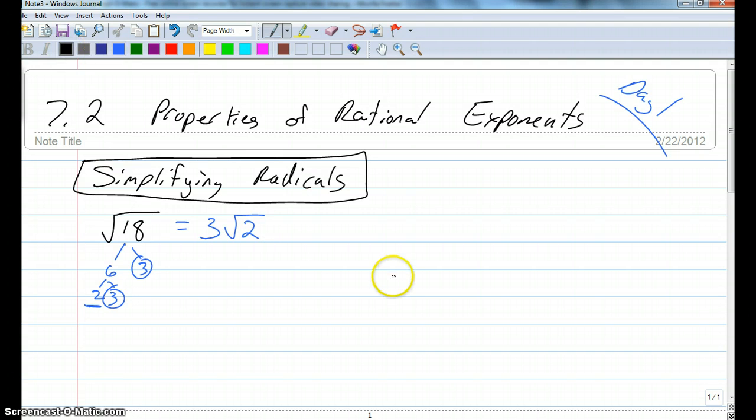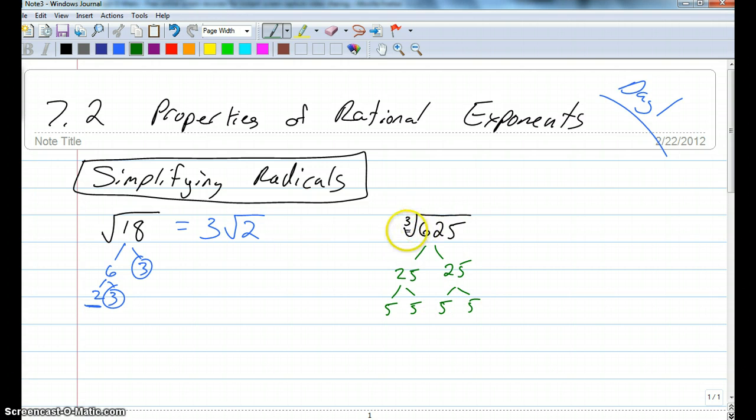But what if it gets a little funky? For example, let's talk about the cube root of 625. Well, what multiplies to 625? Well, it turns out 25 times 25 multiplies to 625. And 25 is a bunch of 5s. 4 5s to be precise.